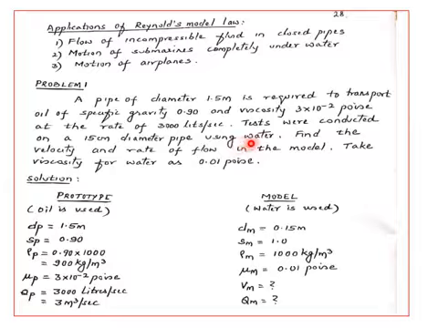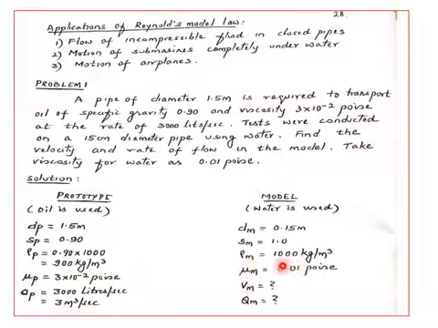Similarly, tests are conducted, and tests are always conducted on the model. So the 15 centimeter diameter pipe will become the model, so dm is 0.15. Here water is used, so specific gravity is 1, therefore its density is 1000 kg per meter cube. You have to find the velocity in the model and the rate of flow in the model. You have to take the viscosity of water as 0.01 poise, so the viscosity in the model is 0.01 poise.